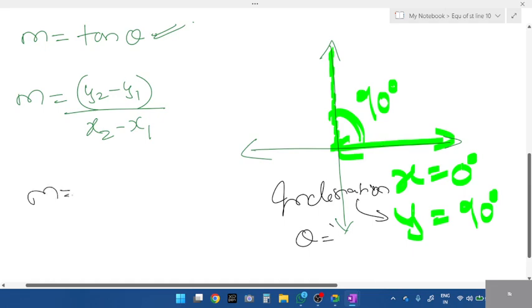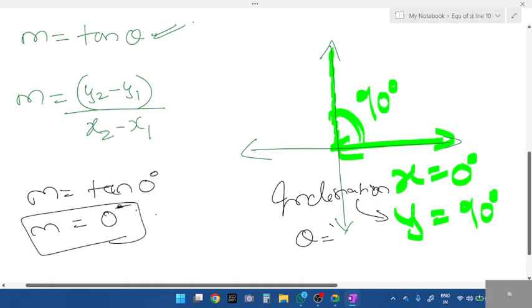But slope m, when theta is given, is tan theta. Let us use it for the x-axis: tan 0 degree. What is tan 0? Tell me tan 0, students. Tan 0 is 0. So slope will be 0. So for the x-axis, slope is 0, theta is 0 degree.